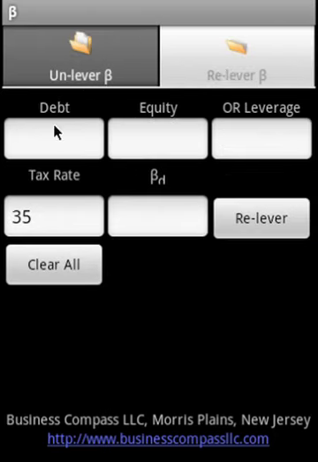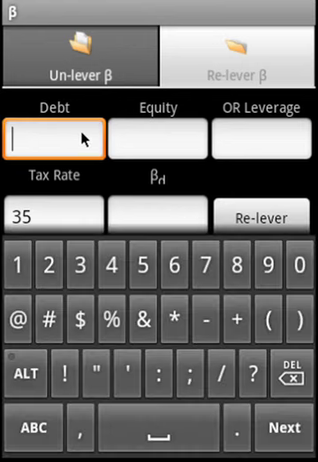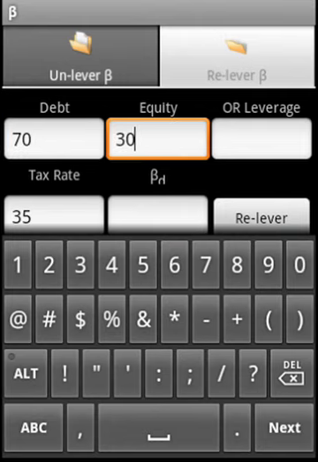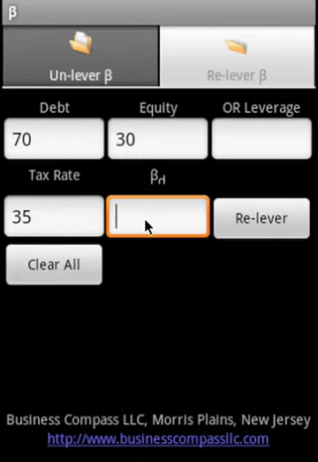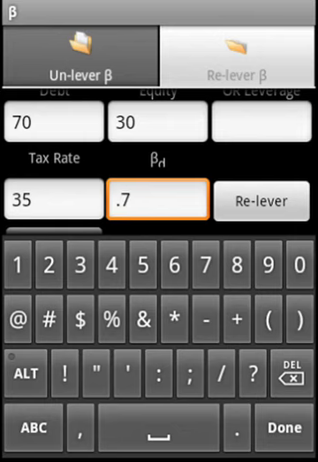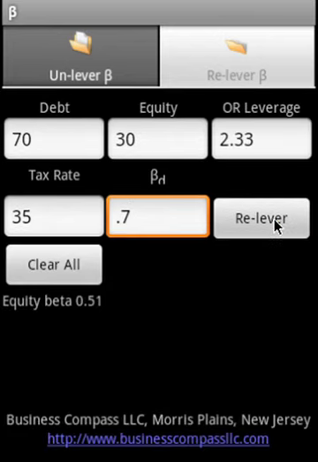So we are going to re-lever. Either we can specify the debt and equity or leverage. So debt is 70, equity is 30, and then we are going to supply the debt beta. So debt beta is 0.7, and then if we re-lever, this is what becomes the new equity beta.